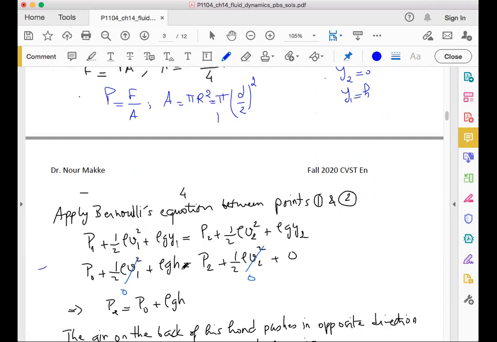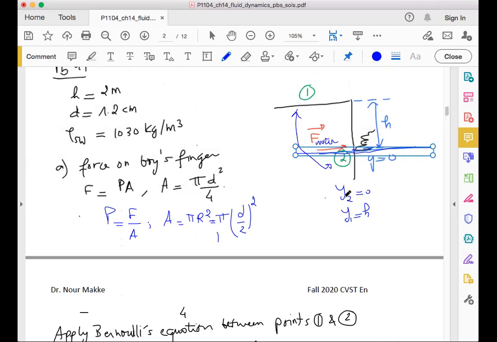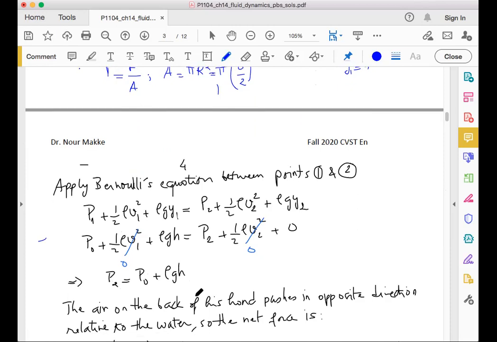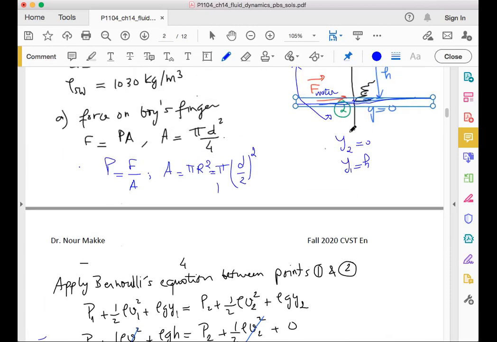So plus rho g h is equal to the pressure at point 2, which we don't know and are looking for, plus half rho v2 squared, which is 0 because the fluid at this stage of the question is still not leaking out, plus 0 for y2, because we have taken y2 to be our reference level. So we end up with P2 equals P node plus rho times g times h. This is the pressure at point 2, and therefore this is the force.